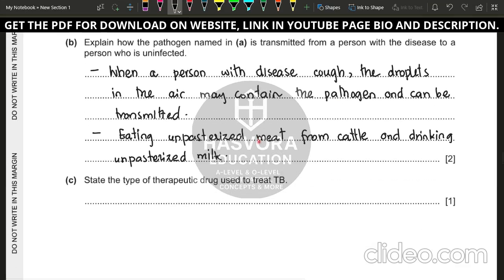Now the C part says, state a type of therapeutic drug you could use to treat TB. So TB is caused by a bacteria, it is the pathogen. So the drug that we use to treat a bacteria is an antibiotic. Okay, you can just simply write antibiotic, but in case you are confused and have to write a specifically named antibiotic, you can use the name rifampicin. Okay, so rifampicin is one of the antibiotics.